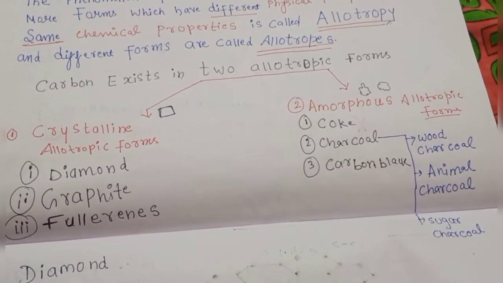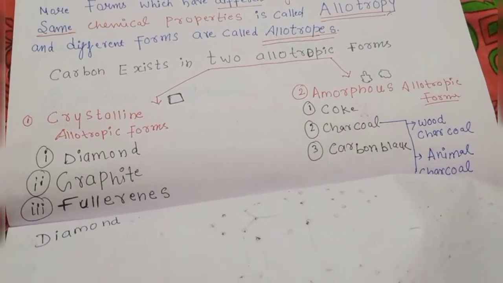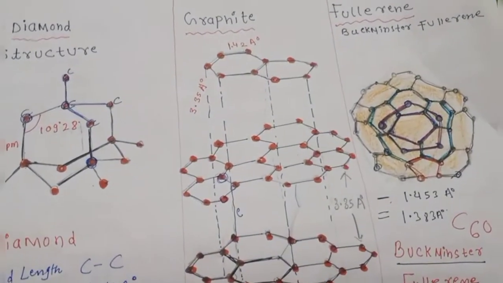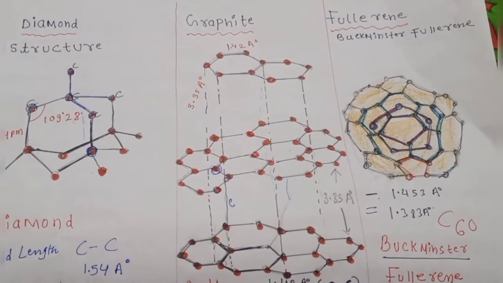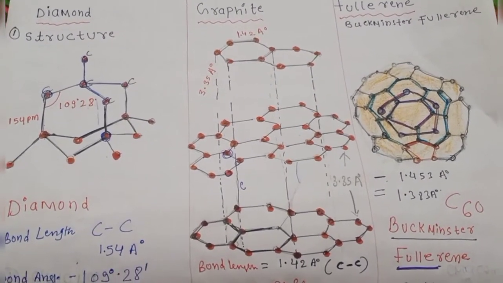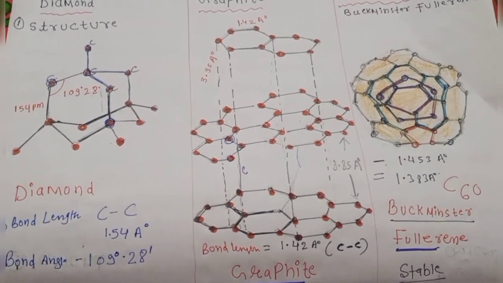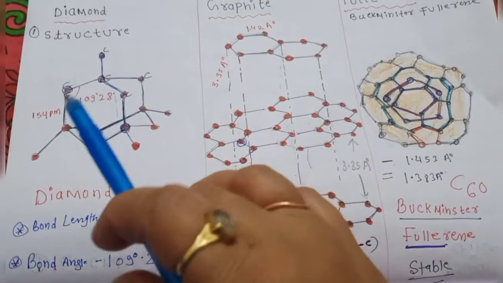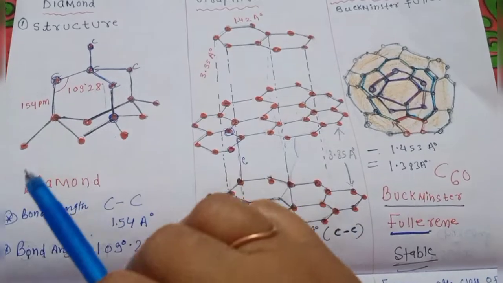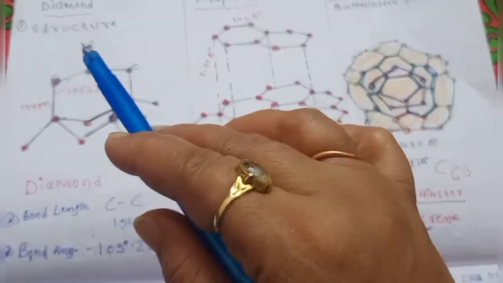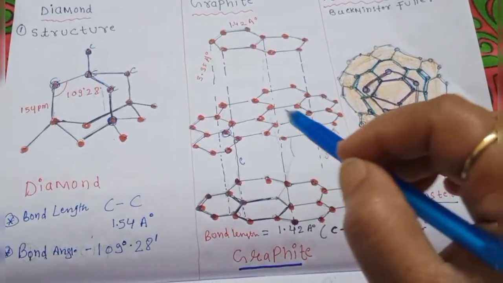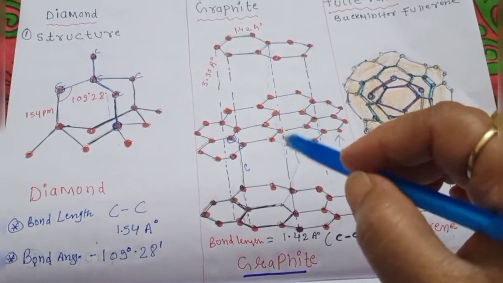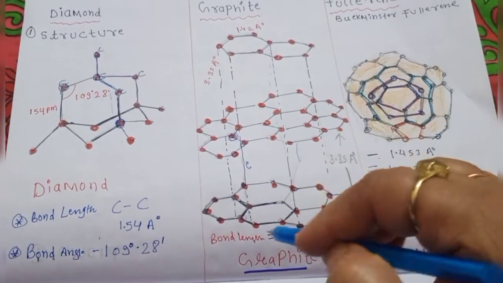I will discuss in detail the crystalline allotropic forms. Students, the most important is the structure of diamond, graphite and fullerene. You can see these structures and you have to practice drawing them. First, we will discuss the structure of diamond. As you can see, the structure of diamond is tetrahedral in shape. In graphite, we will discuss, there are many hexagonal rings, and that structure is 2-dimensional.